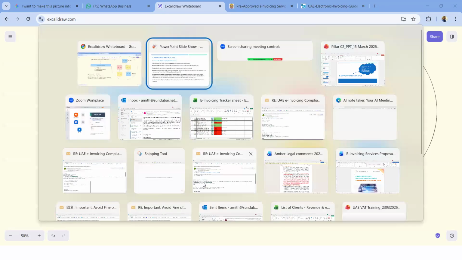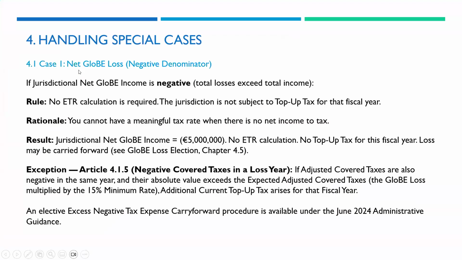Okay. So this we will learn later, but as an exception, it is not always applicable. Every time it is a negative denominator, I told you it is not applicable. There is this one exception: if the adjusted covered taxes are also negative in the same year and their absolute value exceeds the expected adjusted covered taxes. What is the expected adjusted covered taxes? GloBE loss multiplied by the 15% rate. Then an additional current top-up tax arises for that fiscal year. Now you understand this paragraph?